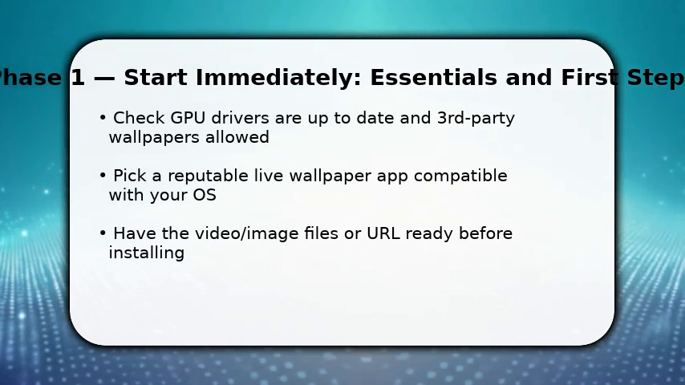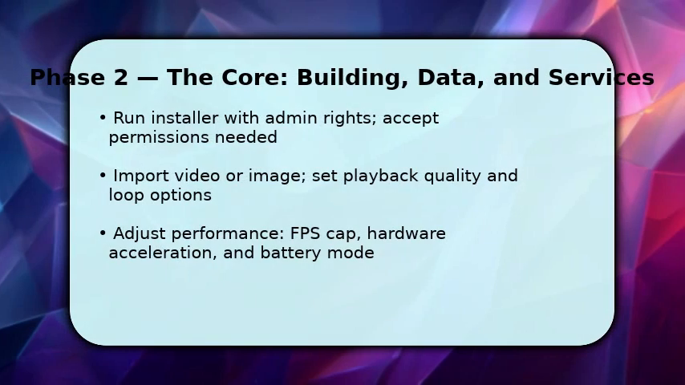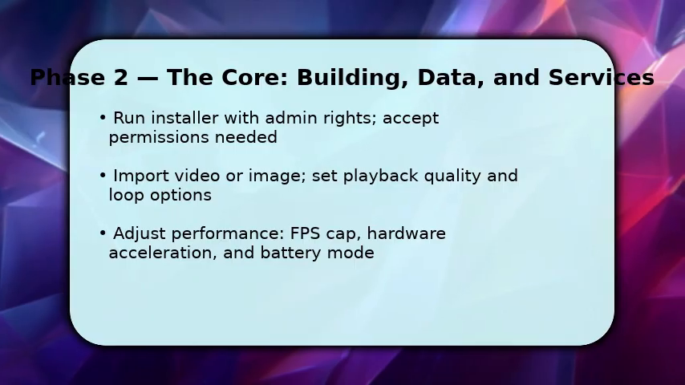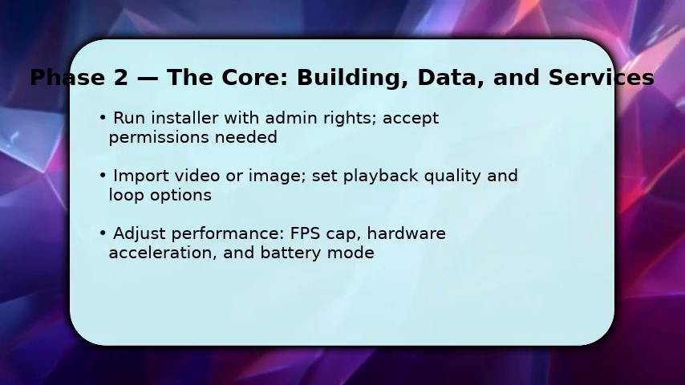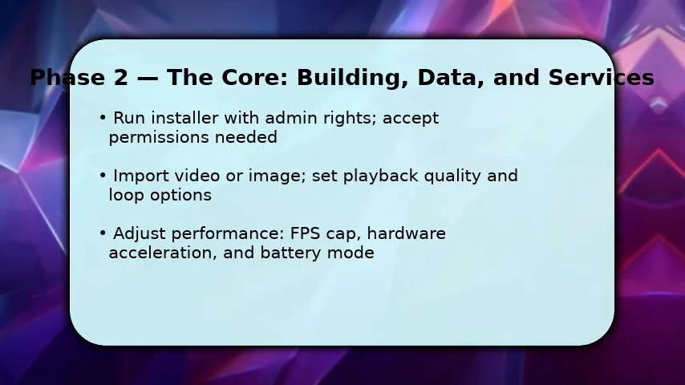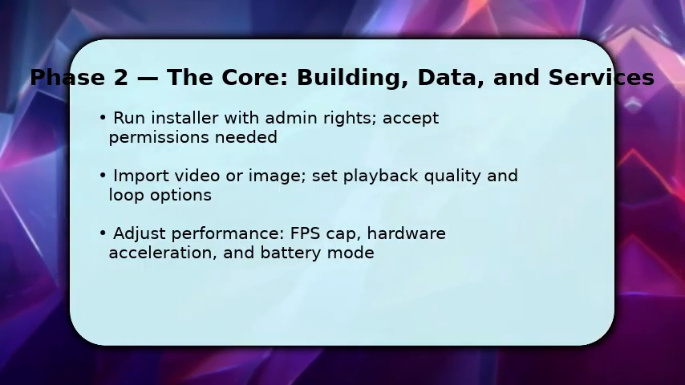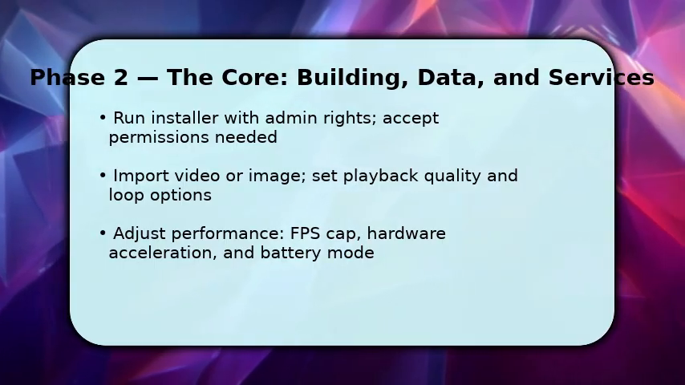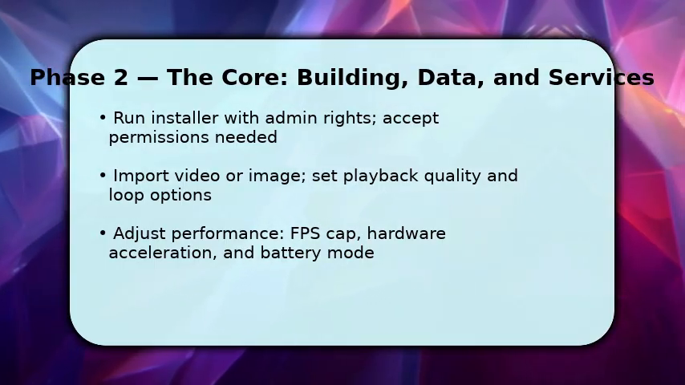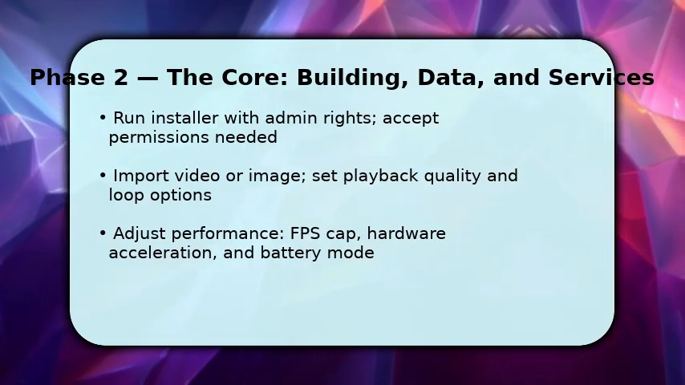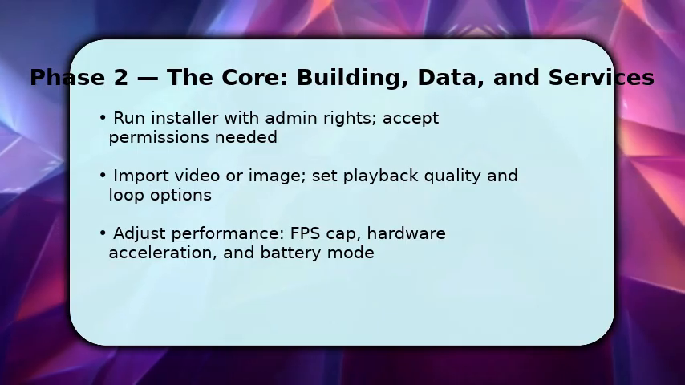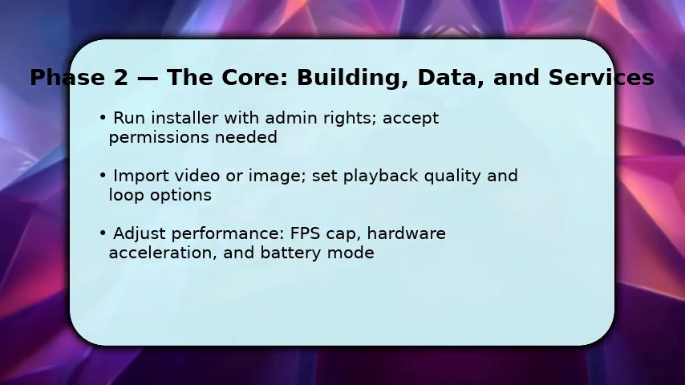and unexpected system throttling. You run the installer as administrator, granting the specific permissions the app requests. This prevents future permission prompts. After installation, import your chosen file or select an online scene, then configure playback quality. Lower bitrate reduces CPU load, while higher quality improves visuals. Once done, enable hardware acceleration if available, and set an FPS cap so animations are smooth without overheating.